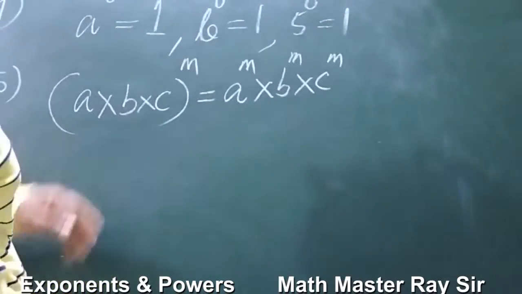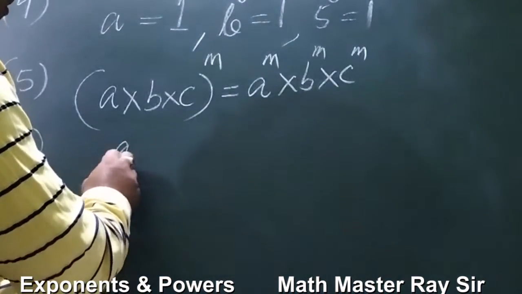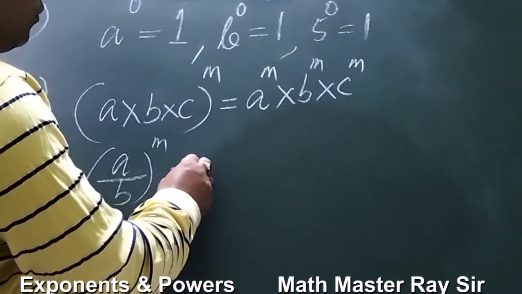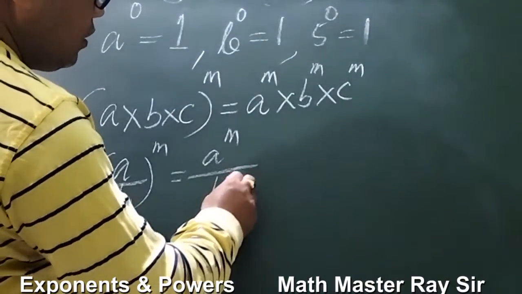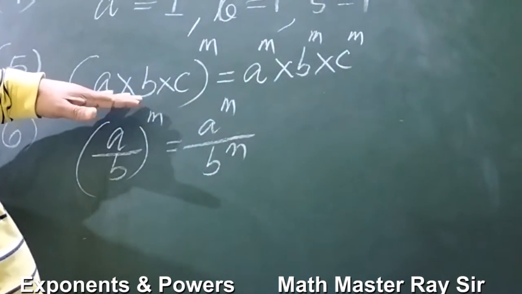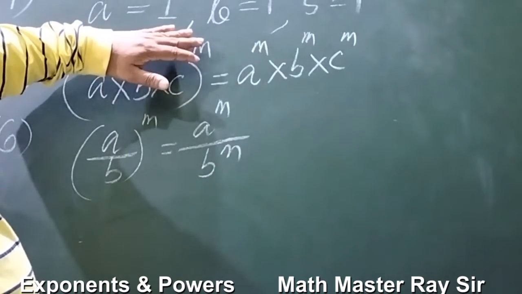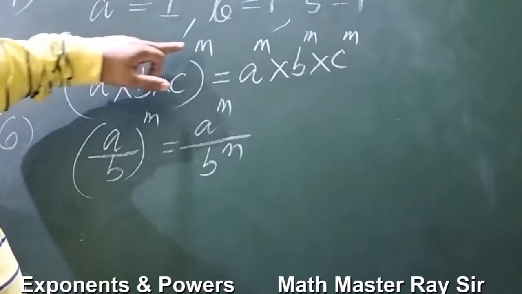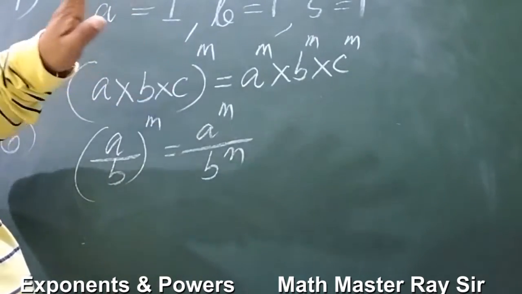In case of multiplication, and in case of division like this, if it is written a by b to the power m, then it will become a to the power m and b to the power m. Try to remember, you should not be confused in this section. A into b into c whole to the power m, then you can write like this: individual powers will be distributed. A to the power m into b to the power m into c to the power m.